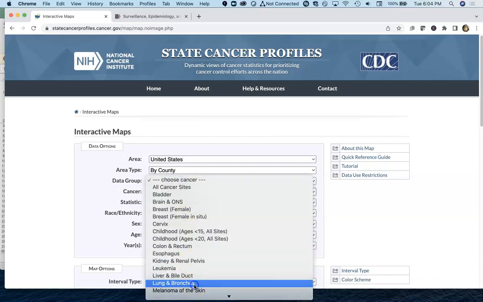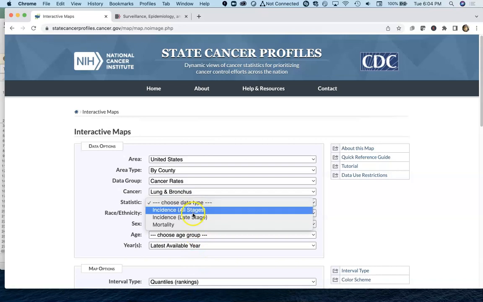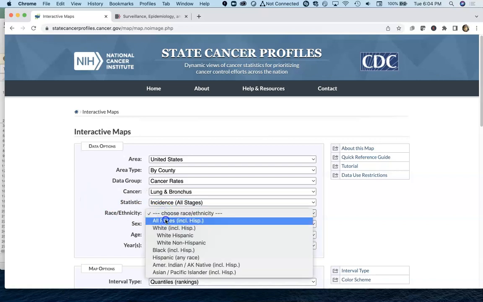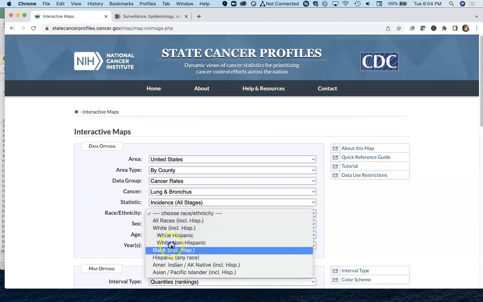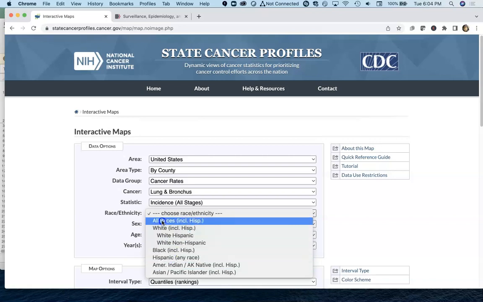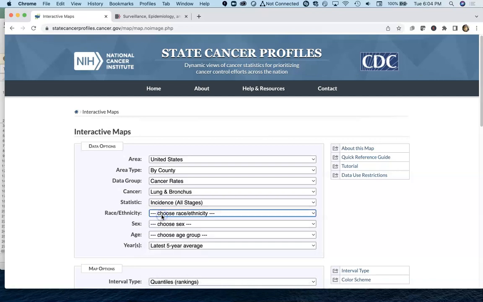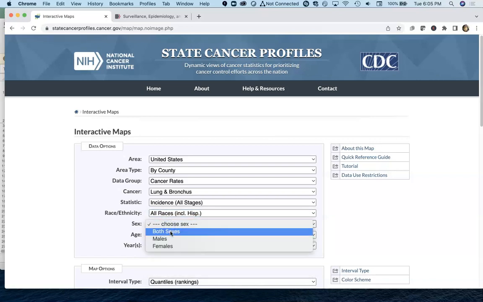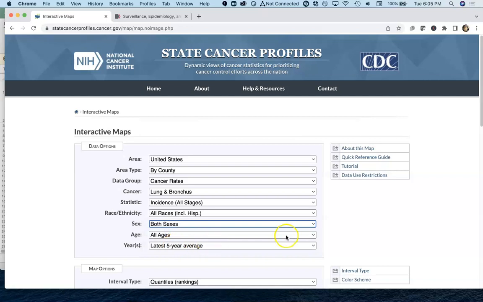We can look at lung cancer because that's really common here in Kentucky. We can look at the incidence of it, whether it's stage 1A or stage 4, which is the worst case scenario. But we can look at all stages. You can also look at mortality, who's dying from it. We'll go to incidence. These are new cases. We'll look at all races. As you start using different demographic groups, you're going to narrow the data set so you may not get hits because, again, you need enough cases to actually get a hit. But we'll do all races. I'm going to do all age groups, both sexes, and we're going to do the latest 5-year average.